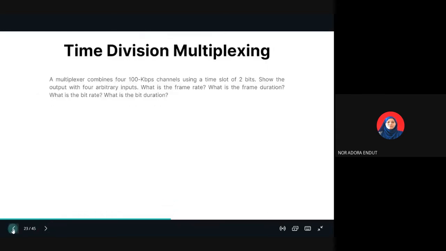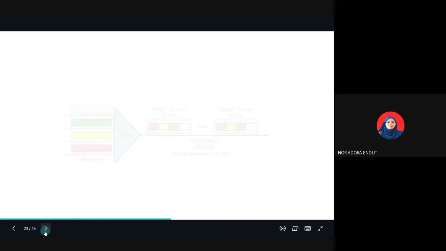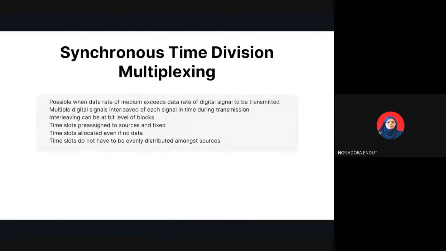Okay, so one weakness of synchronous time division multiplexing is that it is only possible when the data rate of the medium exceeds the data rate of the digital signal to be transmitted. This we understand, because we said the data rate of the link must be n times greater. So bandwidth here is the possible bit rate that can pass. Remember the difference of bandwidth in analog signal and digital signal. For bandwidth in digital signal, we must pass all the bit rates. So the capacity of the transmission link must be enough to send all the data rates of the individual signals.